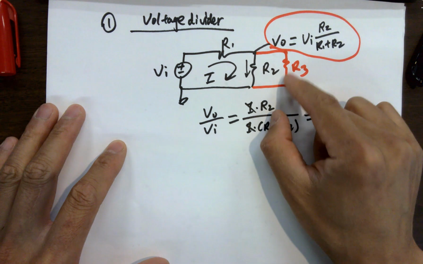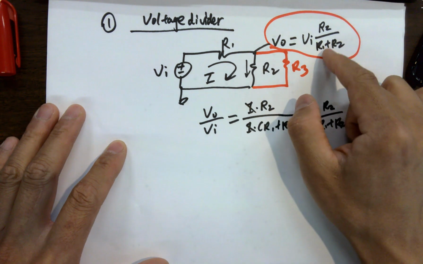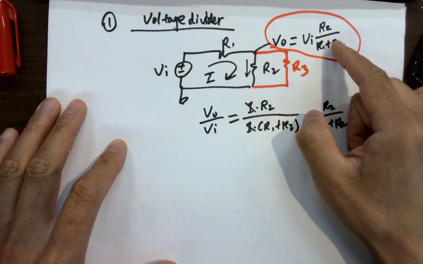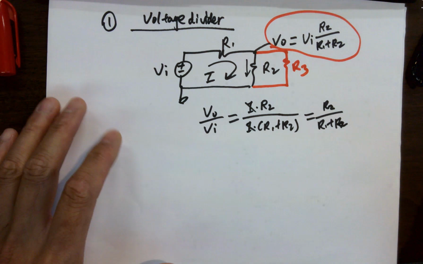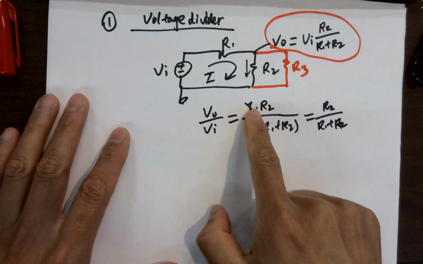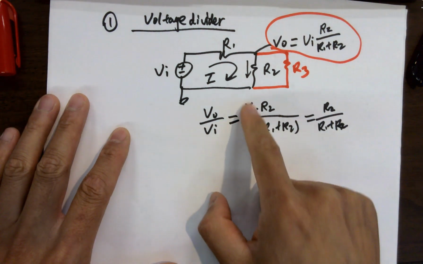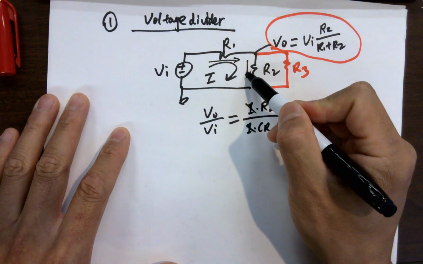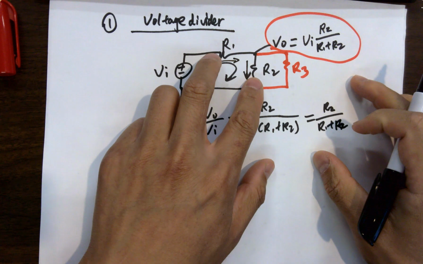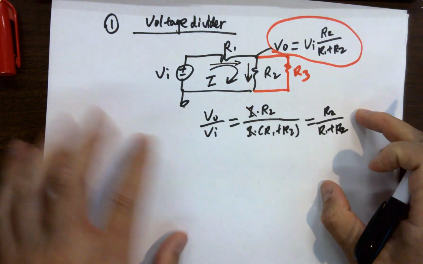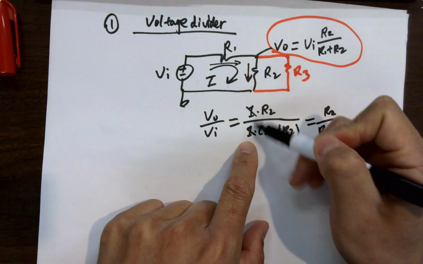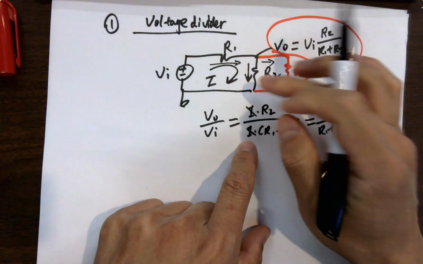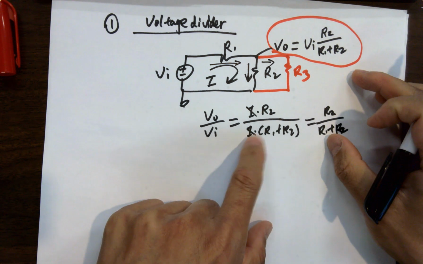So if you have another resistor, can we still use this equation? You sure? You have to change it. The current has changed. The current that flows through here and here is different this time. We got this equation because they share the same current. But now you have R3 dividing the current into two branches. So you cannot use this equation anymore.